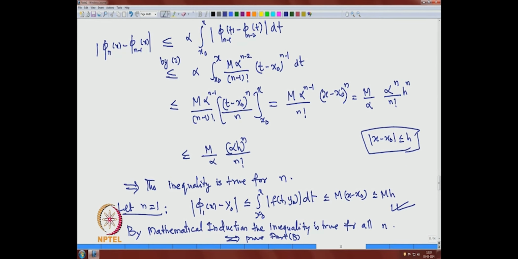As we have seen, the total proof of Picard's existence and uniqueness theorem is divided into 4 parts. Part A gives some nice properties of the sequence phi n, and part B gives a very useful estimate for the sequence of functions phi n, and both these parts are proved. Now, parts C and D. In part C, we will prove that the sequence phi n converges uniformly to a continuous function, and in part D, we will prove that the limit function is a solution to the initial value problem. These 2 parts we will prove in the next lecture.